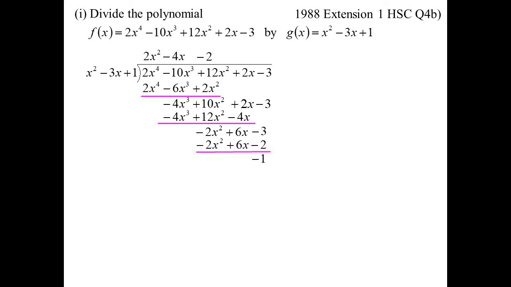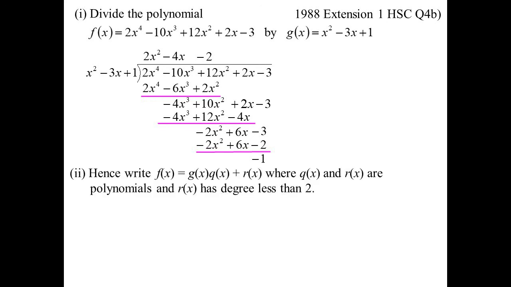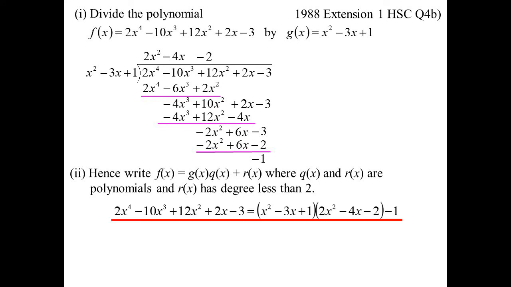We've done it. So part 2, now they want us to write it out like that algorithm before, where it's divisor times quotient plus the remainder. So from what we've just worked out, our polynomial could be rewritten as that, x squared minus 3x plus 1 times 2x squared minus 4x minus 2, and then minus 1.